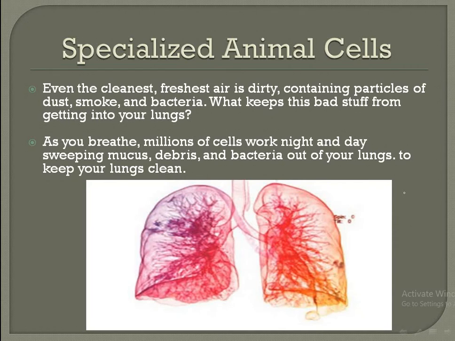So, specialized animal cells. We have all this air around you and you breathe it, and even the cleanest or freshest air is still dirty. What do we mean by that? That means this air contains different types of particles. They may be bacteria, dust, smoke, anything like that. And all this stuff can try to get into your lungs. What prevents all this bad stuff from getting into your lungs?